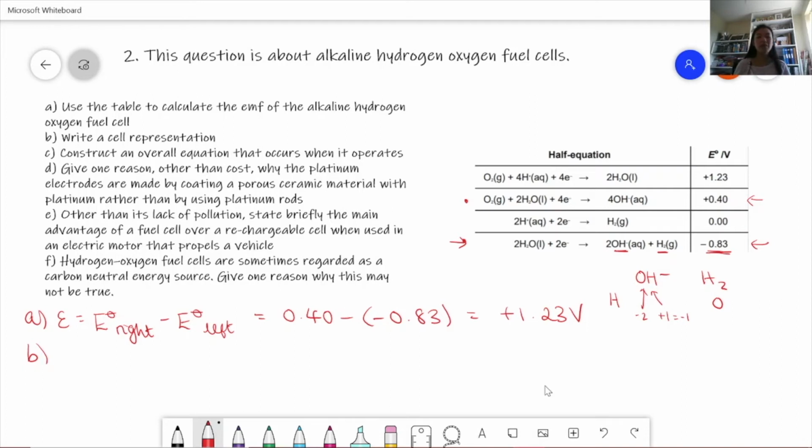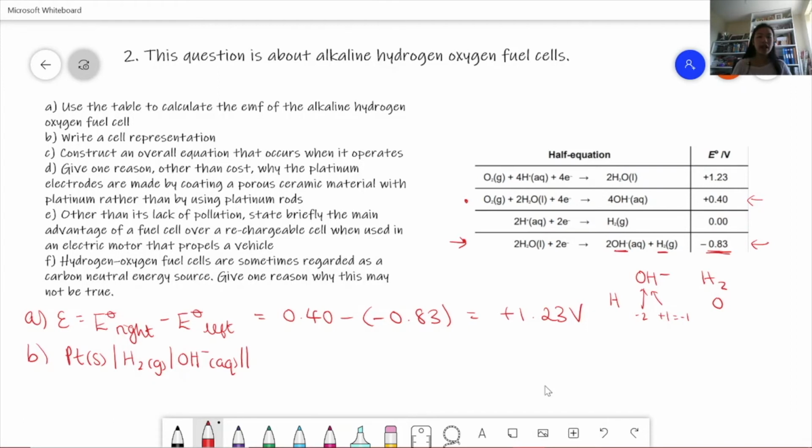And because the OH minus and the H2 are not solids, that means we need to use a solid, so we use platinum. So platinum always goes on the outside as convention. And then we use a solid line because we're changing phases now. And then we have the H2, which is a gas, and then another solid line, the OH minus, which is aqueous. And now we have the salt bridge, which is the two double lines.